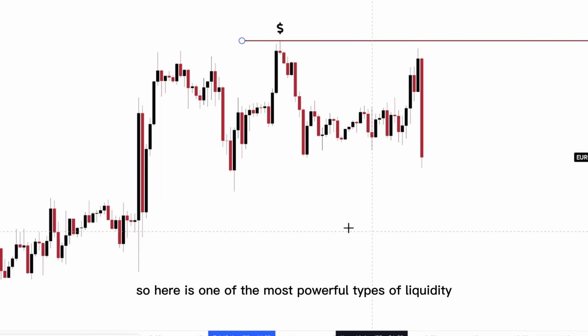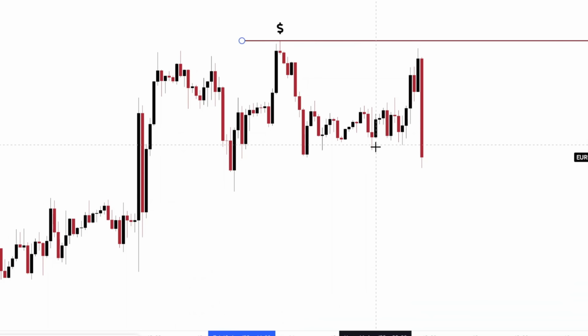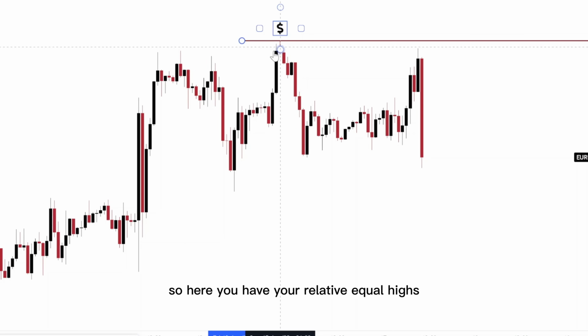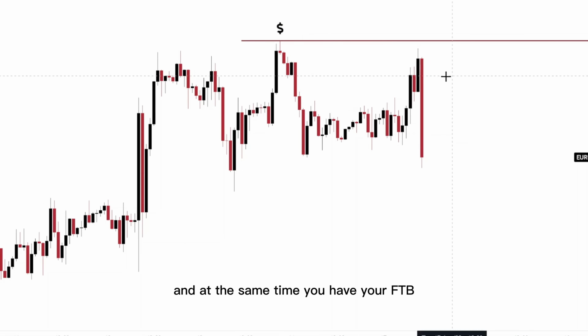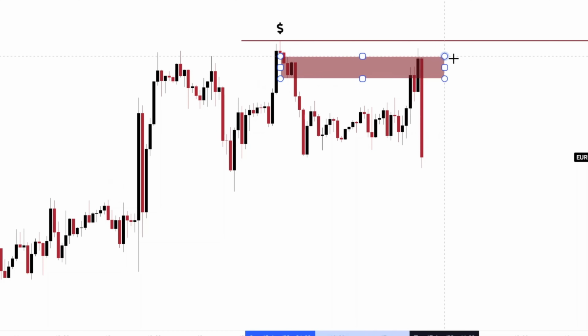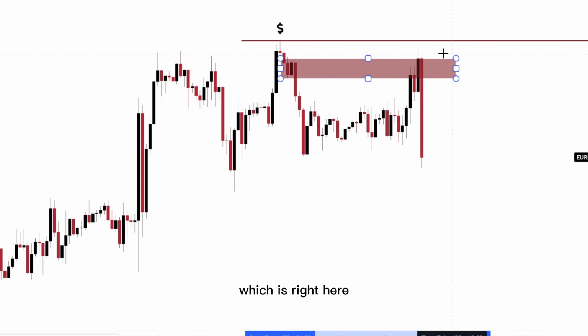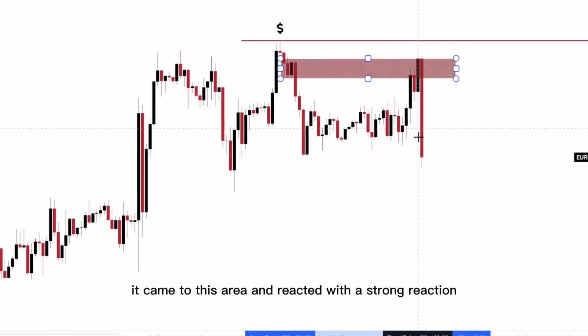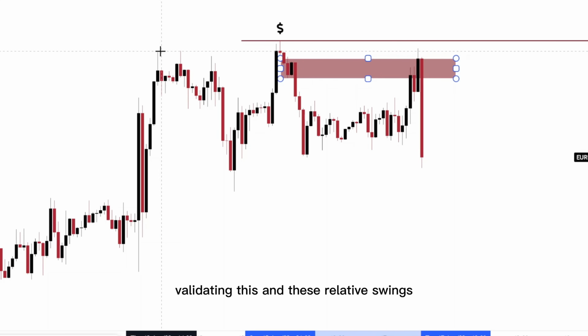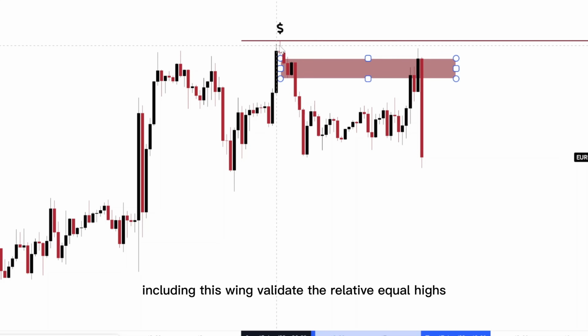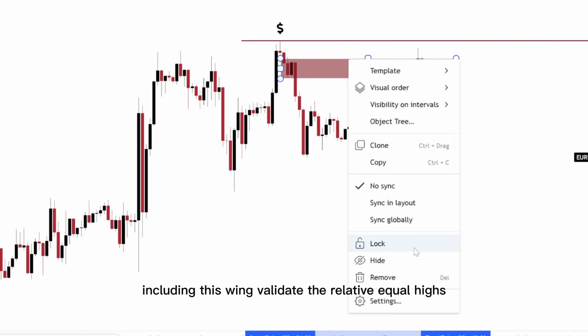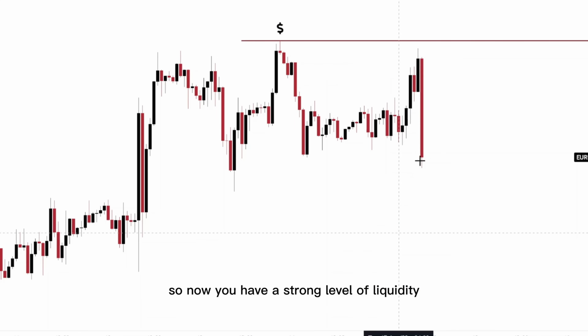So here is one of the most powerful types of liquidity when two liquidities correlate. So here you have your relative equal highs, and at the same time you have your FTB, which is right here. Price failed to break. It came to this area and reacted with a strong reaction, validating this, and these relative swings, including this swing, validate the relative equal highs. So now you have a strong level of liquidity.